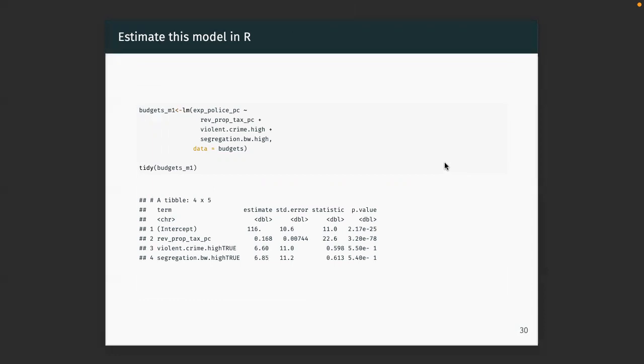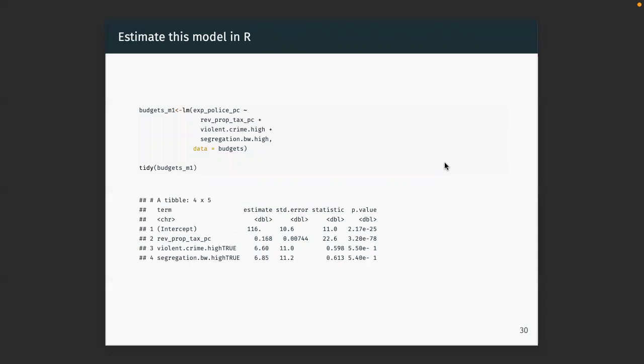Okay, so what do we see here? When property taxes are 0, violent crime is low, and segregation is low, we expect a county to spend $116 per person on law enforcement. That doesn't actually exist. There are no counties with 0 property tax revenue, but that's what the intercept means, right? Sometimes the intercept doesn't actually have any real meaning. It's just a mathematical artifact because we need it to make the line work, right?